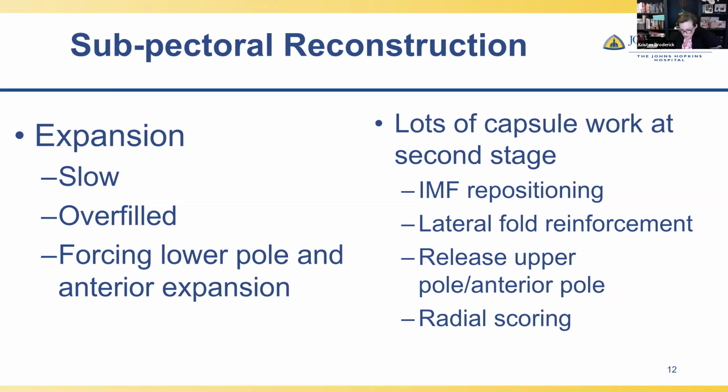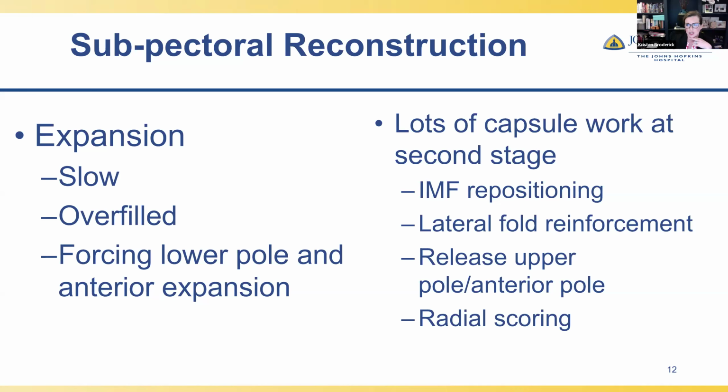The postoperative care, in order to achieve the right shape of breast in the subpectoral plane, causes some of these changes that we see later on. Number one, the expansion has to be very slow because it's very painful to expand that muscle. We used to overfill all of our reconstructions with our expanders, knowing that we were going to lose some of that pocket space, and our final reconstruction needed to be a little bit bigger. And what it would do over time is force the lower pole or the bottom part of the breast and the front of the breast to expand. So we got that nice natural pout of the breast, if you will.